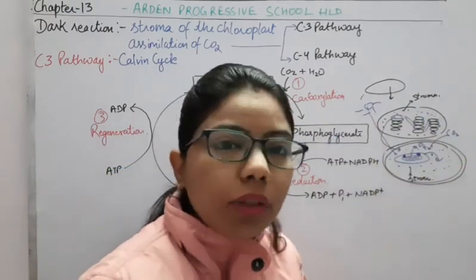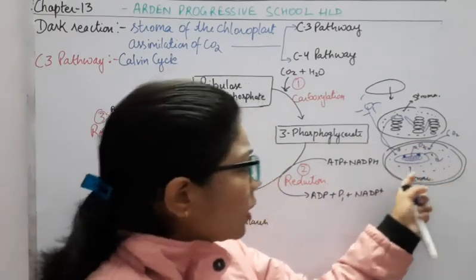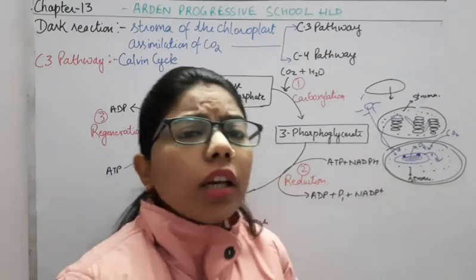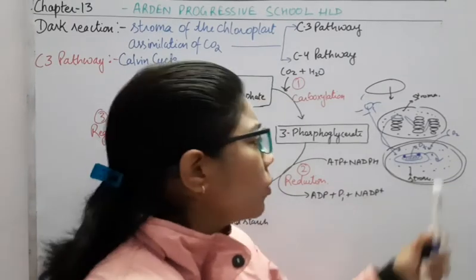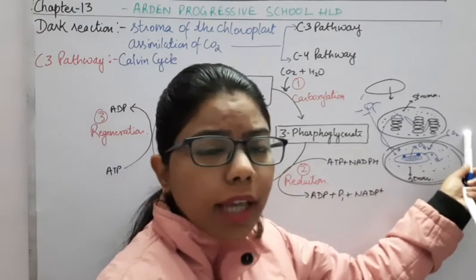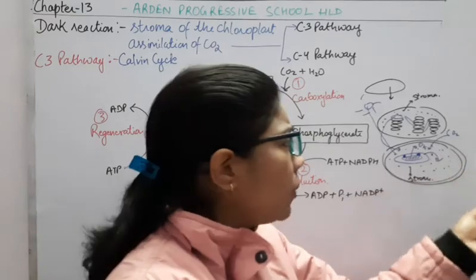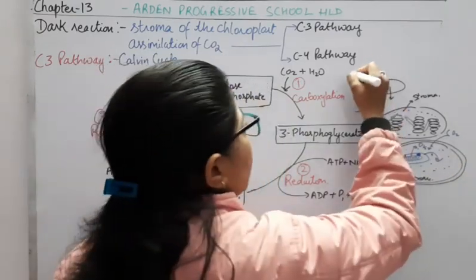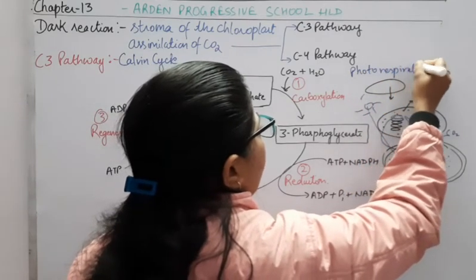So ultimately what will happen? This oxygen will take part in a cycle inside the stroma, and this oxygen is not of use for the formation of glucose, because for the formation of glucose we require carbon dioxide, which comes from the outside, and that has been stopped in this condition. Okay, so this condition is known as what? This condition is known as photorespiration.